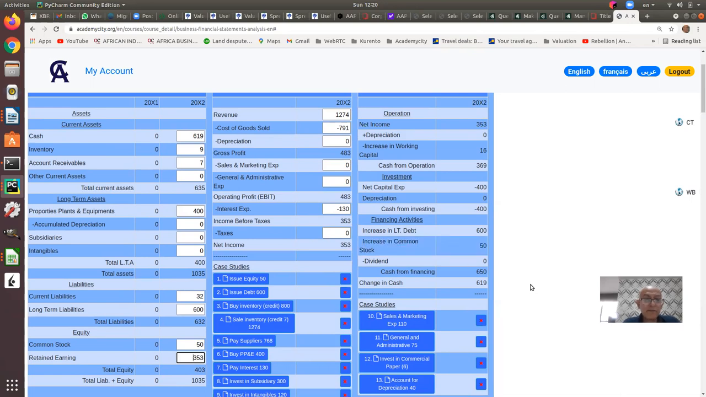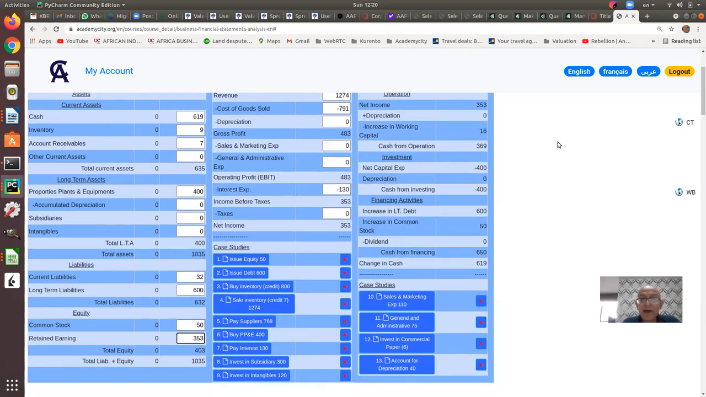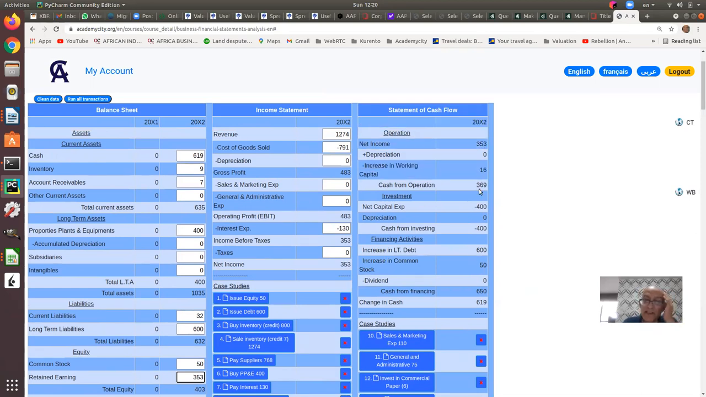For now, what happened? We paid interest. My profit went down. If my profit went down, that means I really don't have enough money to invest the 400. I want to buy the equipment. If I didn't pay the interest, I had the money to pay for the equipment, but now I don't. So where does the money come from to finance these buildings or this machinery? It has to come from the money I raised from the investor. Remember, I raised 650.